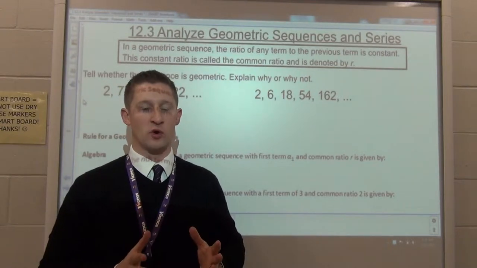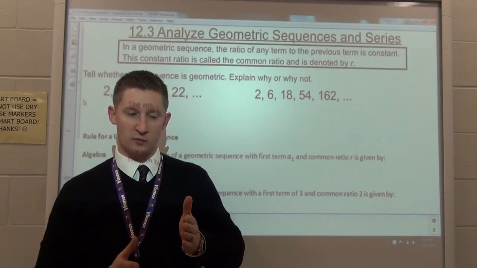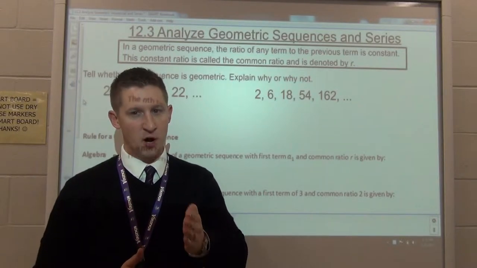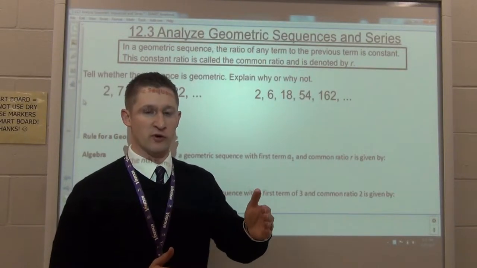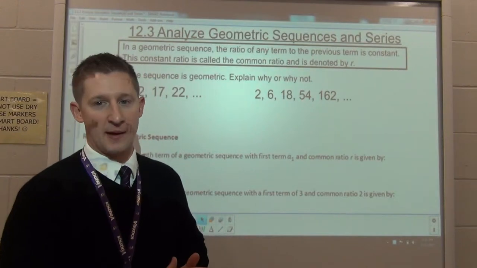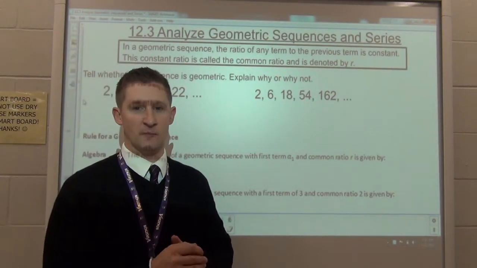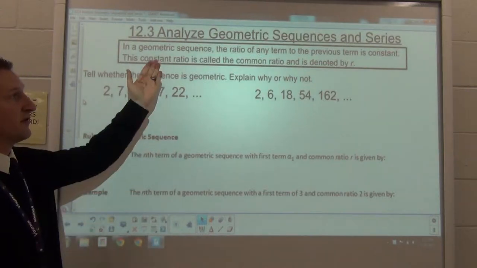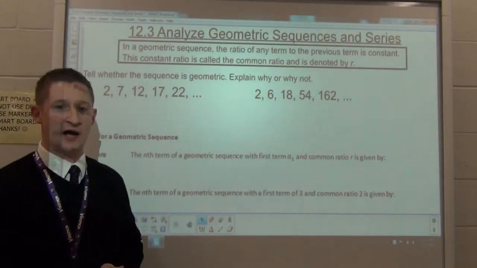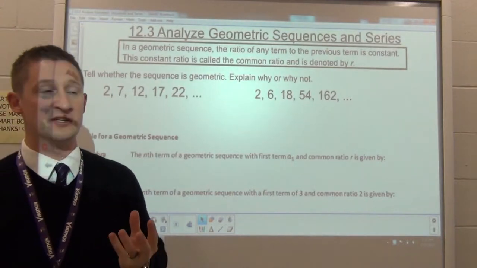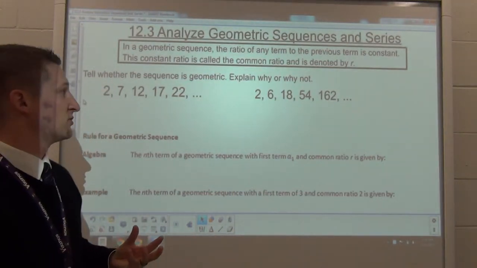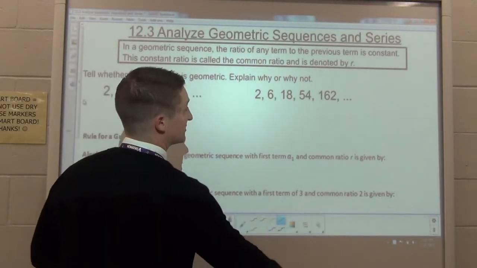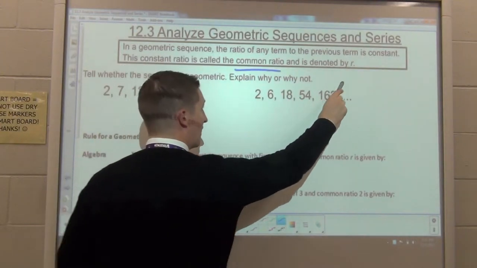In this lesson, we're going to see patterns of numbers where when we go from one term to the next, we're actually multiplying by the same thing over and over and over again. We're going to see some different things that happen with those particular sequences and series. So, to begin, definition: in a geometric sequence, the ratio of any term to the previous term is constant. Now, ratio means to divide. This constant ratio is called the common ratio and is denoted by the letter r.